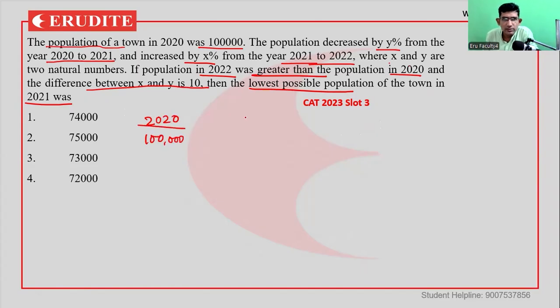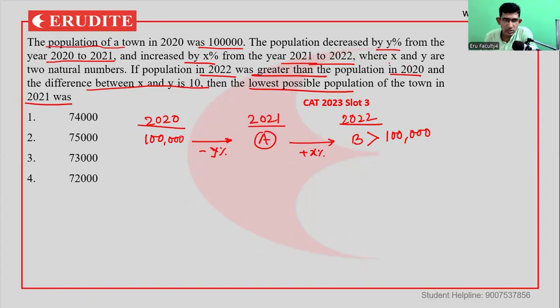100,000 और 1 लाख. In 2021 population decreased by Y%, तो ये हो गया था something. Let's take A. Then in 2022 again it increased now by X% and it became, let's take B. And question says B was now more than 100,000, which is more than 2020. That's the condition. The final population is more than 100,000. And the difference between x and y is 10.